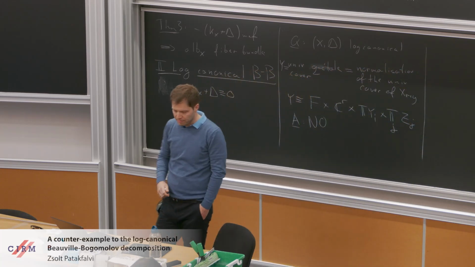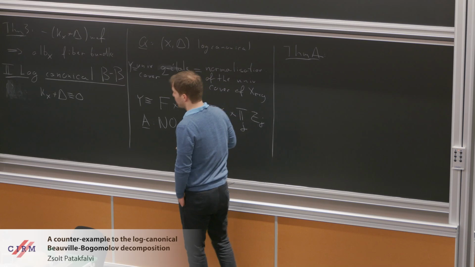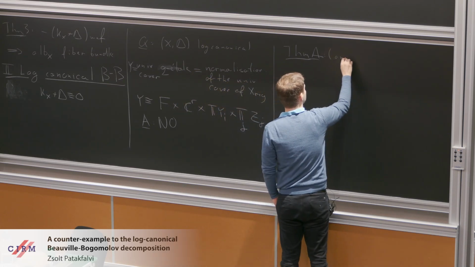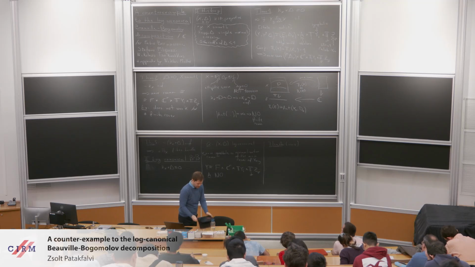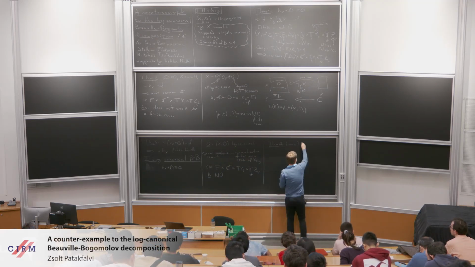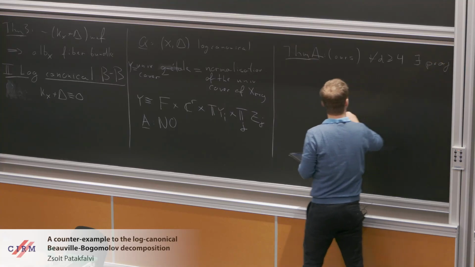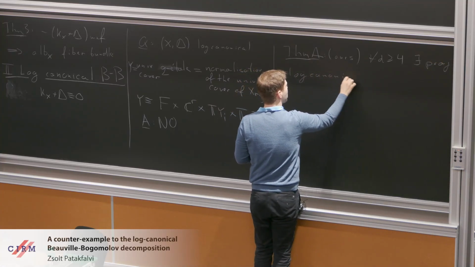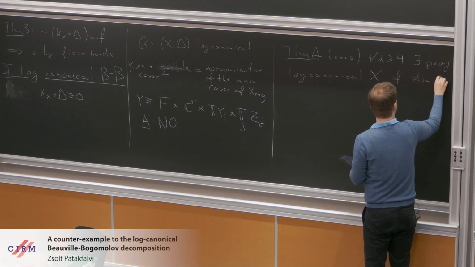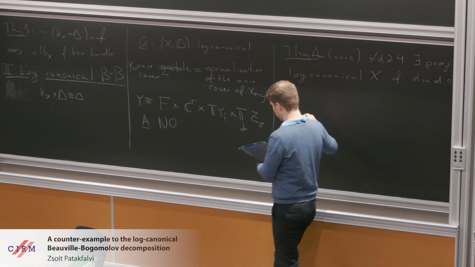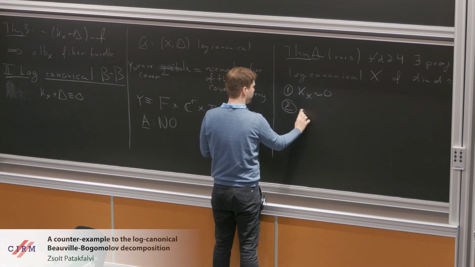And the reason is this other theorem. This is the actual theorem I would like to talk about. So this is our theorem. Ours is that for each D at least 4, there is a projective log-canonical variety X of dimension D such that, first, K_X is trivial; second, the Albanese variety is an elliptic curve.